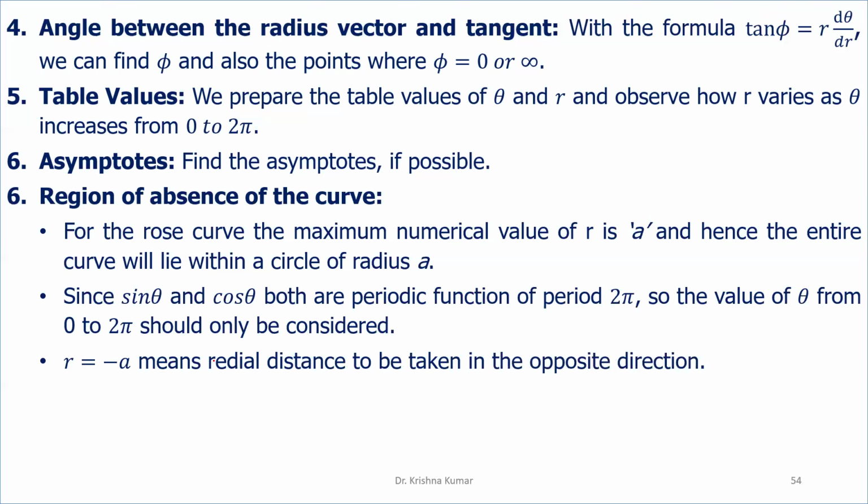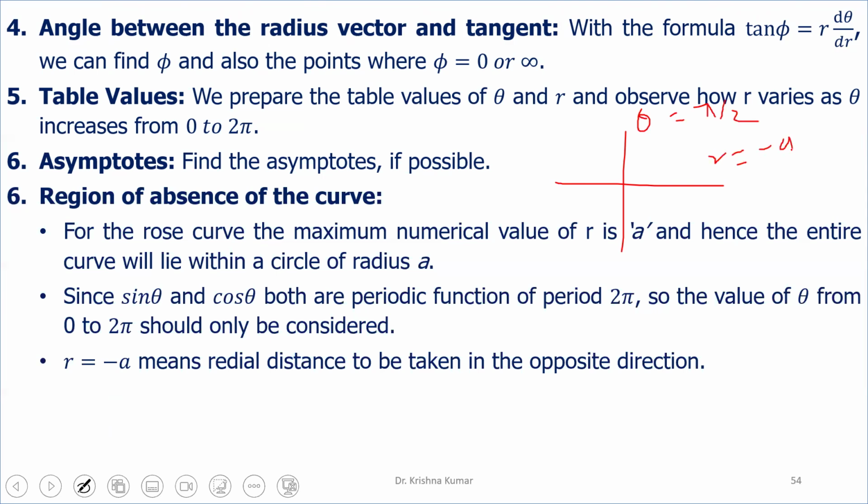r equal to minus a means the radial distance is to be taken in the opposite direction. If sometimes we get r equal to minus a, what does it mean? Suppose for theta equal to pi by 2 we get r equal to minus a. It means that we consider the point at r equal to a in the opposite direction.